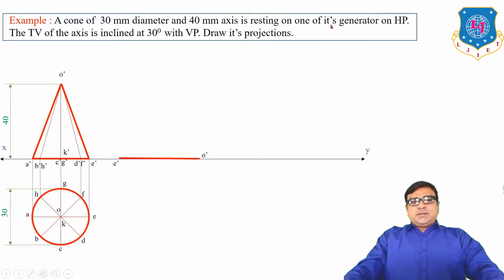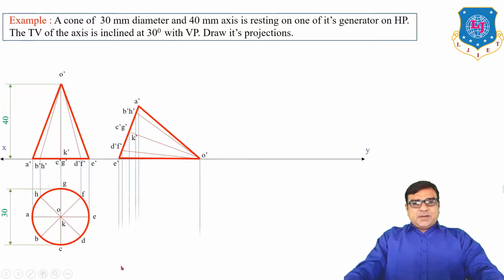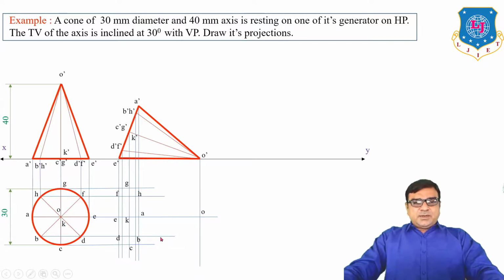Now we want the cone resting on its generator in HP. So this is generator O dash C dash. Now put O dash A dash in HP and redraw this figure here, or copy paste this figure here, in which O dash and E dash must be in the XY line, means in HP. So insert all lines and points for the generator. So this is the front view and the generator is in HP. So draw the top view by taking vertical projection lines and horizontal projection lines. Insert all points.